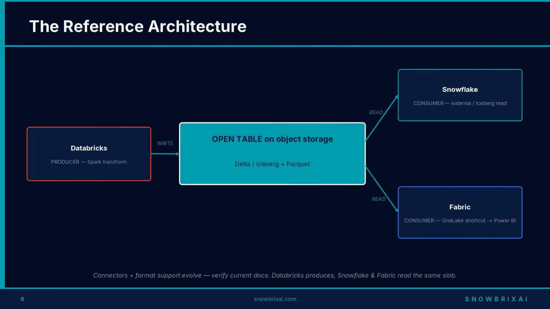This is the centerpiece, so let me walk it slowly. In the middle sits one open table on object storage, Parquet files with a Delta or Iceberg layer on top. On the left is the producer. Databricks runs the heavy Spark transformation and writes open Delta into the lake. On the right are the consumers, both reading that same table. Snowflake reads it as an external or Iceberg table. No reload, no copy. Fabric reaches it through a OneLake shortcut and feeds Power BI. One producer writes, many consumers read, and connectors keep evolving. So always verify the current status.